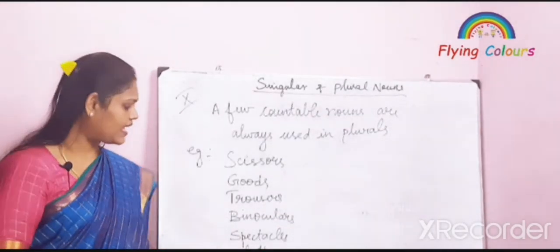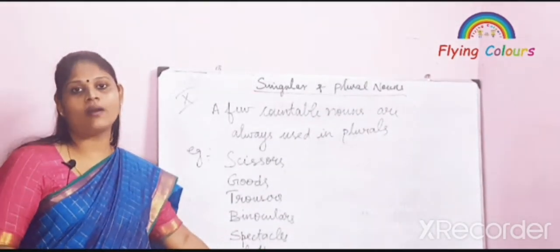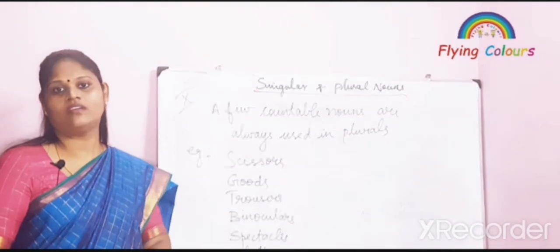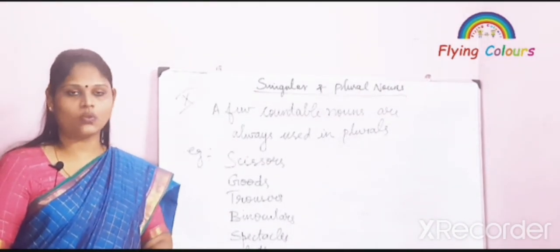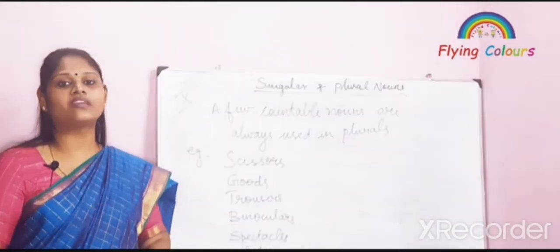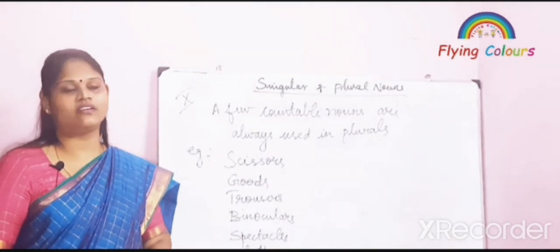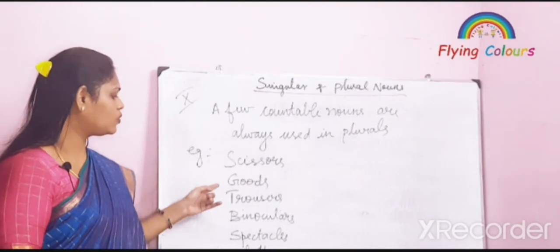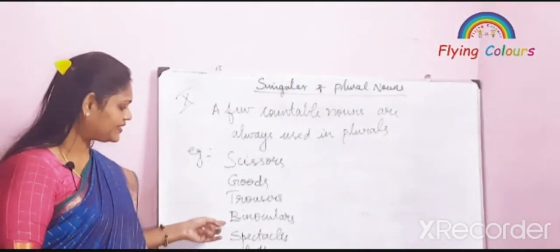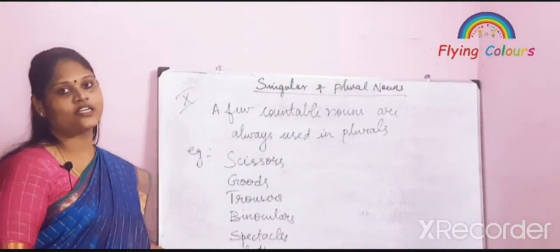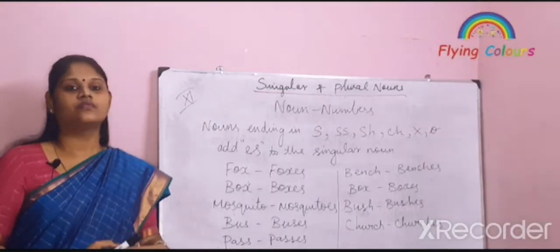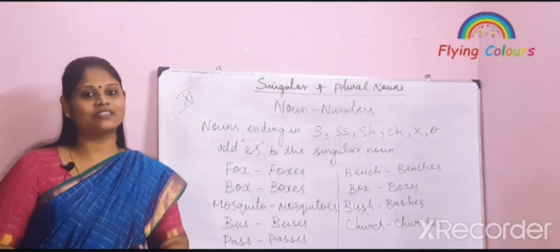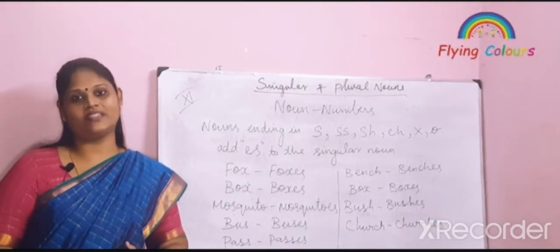So the same plural form will come. There won't be any change. Some countable nouns are always in plural. These are the examples, I repeat: scissors, goods, trousers, binoculars, spectacles, clothes. Singular plural nouns are otherwise called noun numbers.